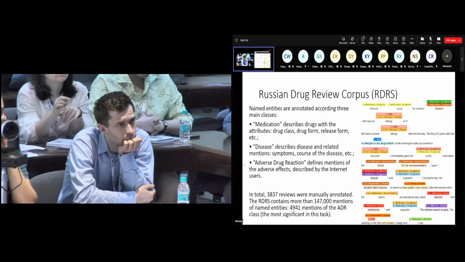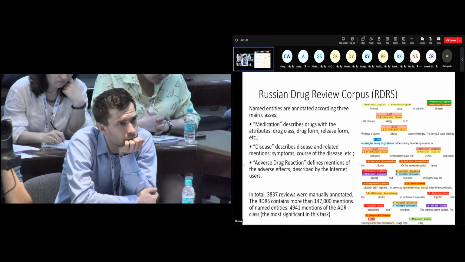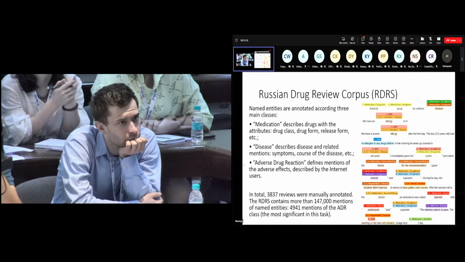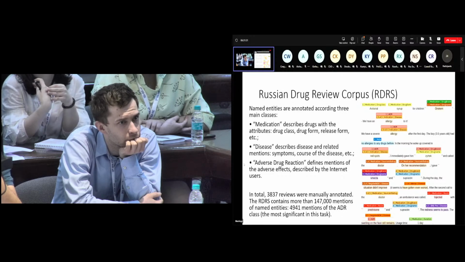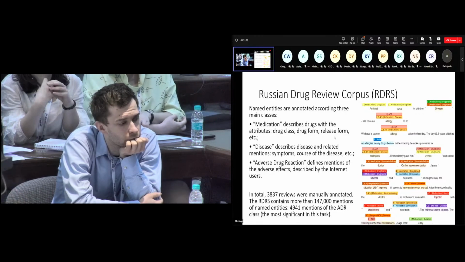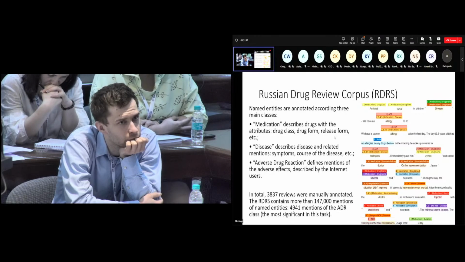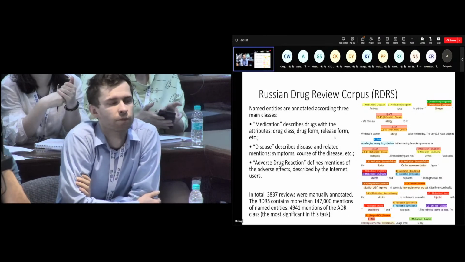We used the Russian Drug Reviews Corpus. In this corpus, named entities are categorized into 20 types that are grouped into 3 classes: medication, disease, and adverse drug reaction. Medication describes drug mentions with several attributes: drug classes, drug forms, release forms, and others. Disease describes mentions of disease, symptoms, course of disease, and other attributes related to disease. ADR defines mentions of the adverse effects.